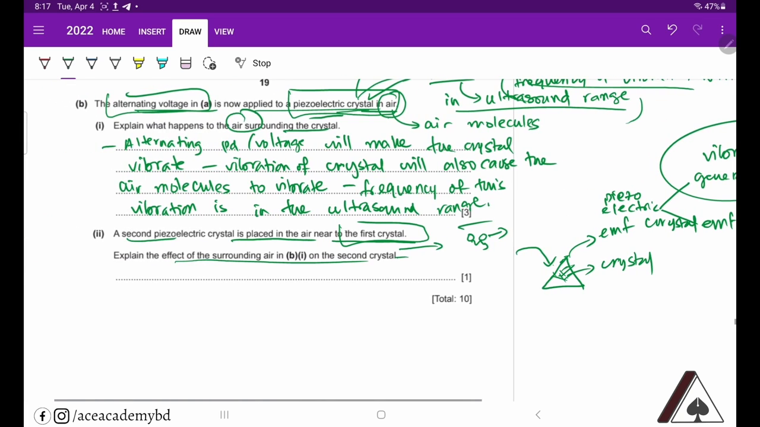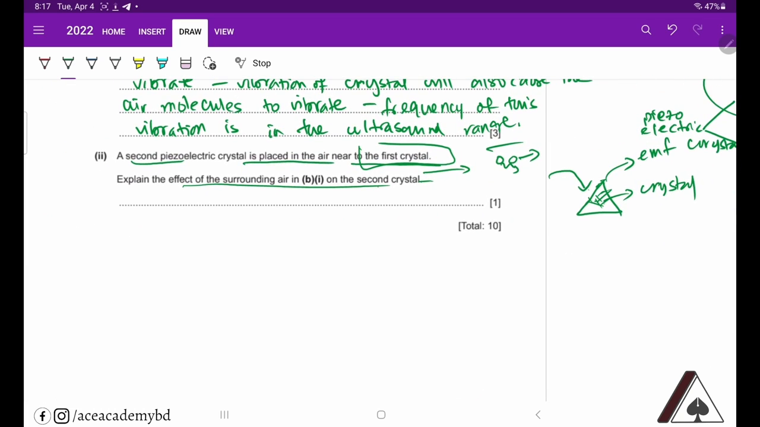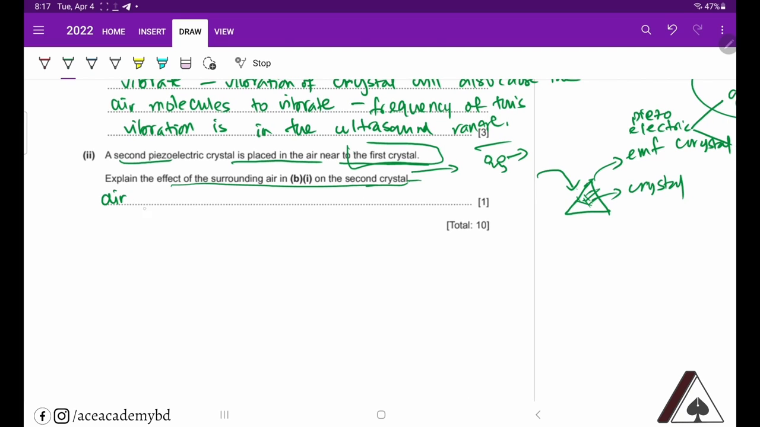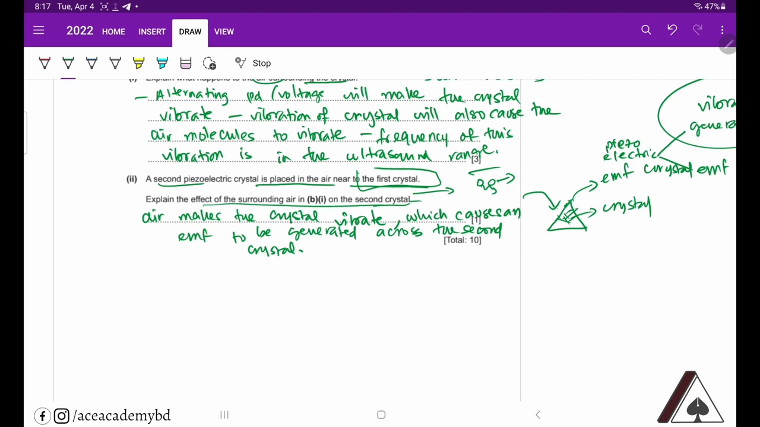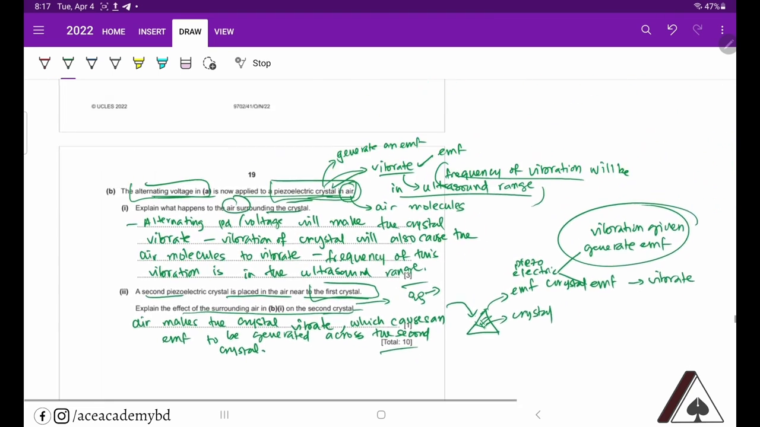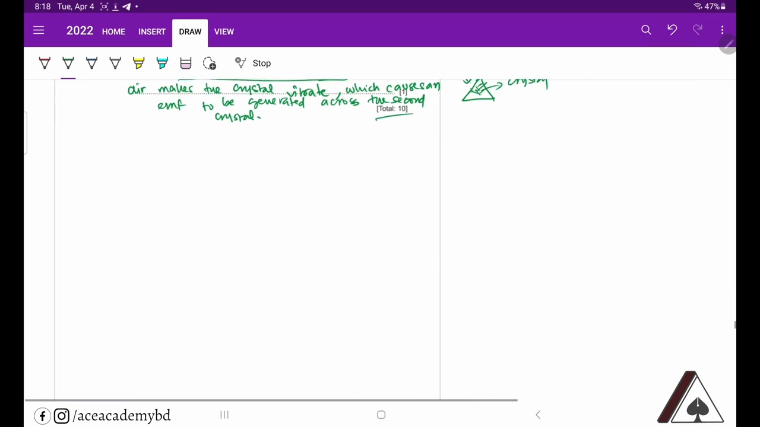So what will happen is that the air makes the crystal vibrate, which causes an EMF to be generated across the second crystal. That's all you have to write down to score the marks. This is just for 1 mark. So that is it for our question number 7.